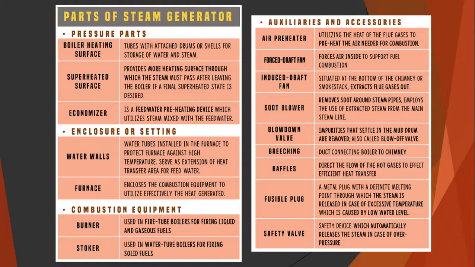Breaching, duct connecting boiler to chimney. Baffles, direct the flow of the hot gases to effect efficient heat transfer. Fusible plug, a metal plug with a definite melting point through which the steam is released in case of excessive temperature, which is caused by lower water level. Safety valve, safety device which automatically releases the steam in case of overpressure. Next.